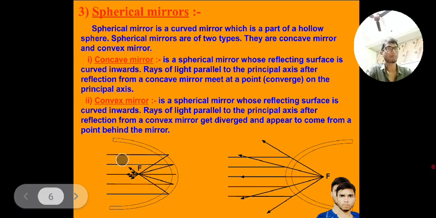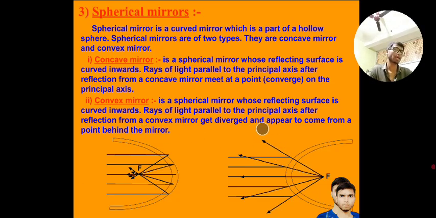In a concave mirror, when light comes parallel to the principal axis, it will meet at the focus. In the case of a convex mirror, when light comes parallel to the principal axis, it will diverge. It will not converge. A concave mirror will converge and a convex mirror will diverge.